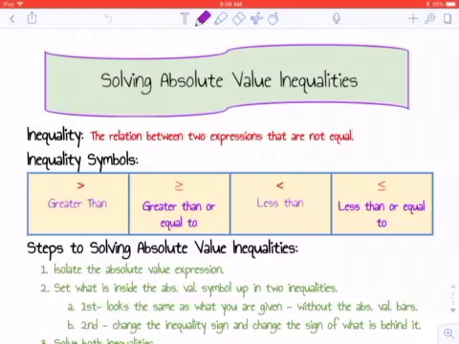Take a look at solving absolute value inequalities. An inequality is the relation between two expressions that are not equal. So we have four main inequality symbols that we use. The first one is greater than, the second one is greater than or equal to, the third one is less than, and the fourth one is less than or equal to.